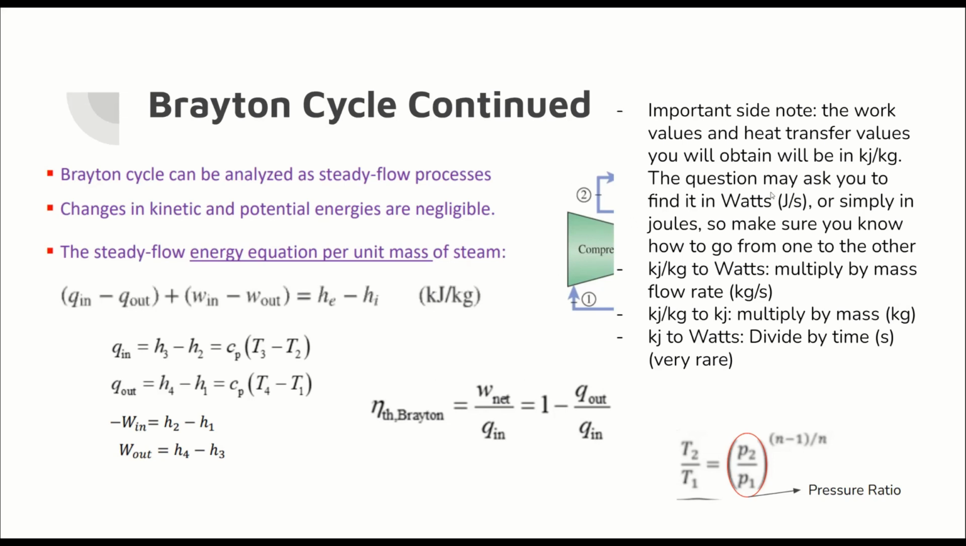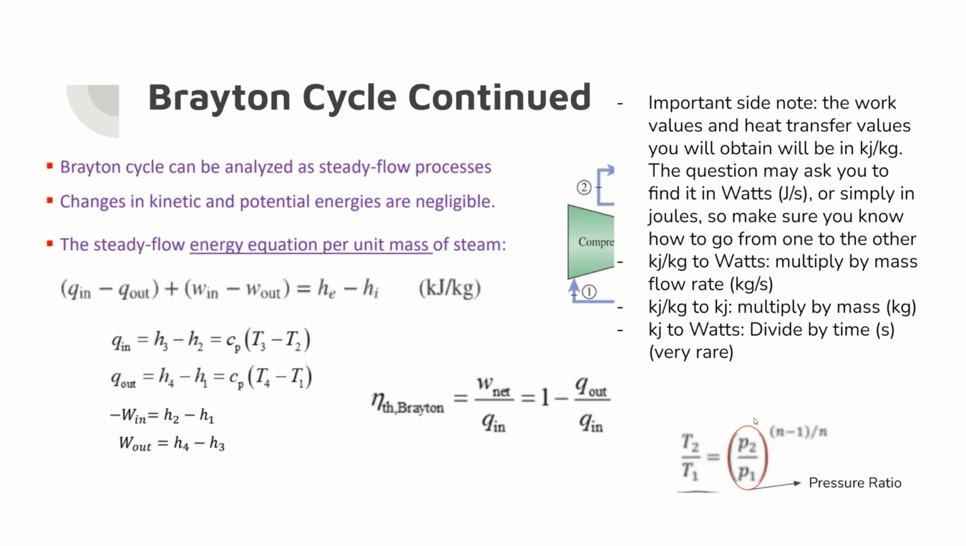It doesn't change. Oh yeah, and this side note covers, again, how to transition from the power to the work to the specific work, or the other way around. I'm not too sure. So yeah, kilojoules per kilogram to watts. So that's specific work to power multiplied by mass flow rate. Yeah, exactly. Oh yeah, I saw this in one of the exercises.